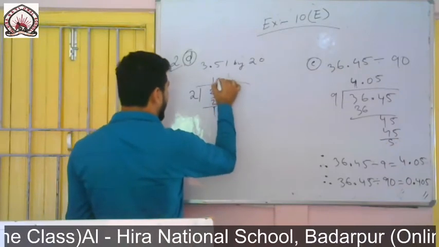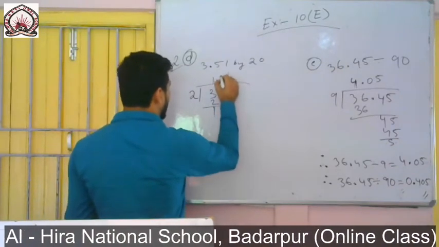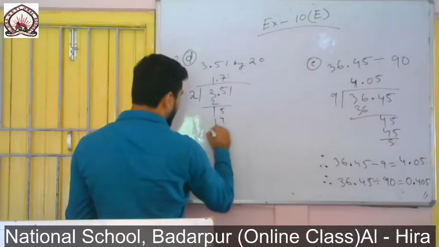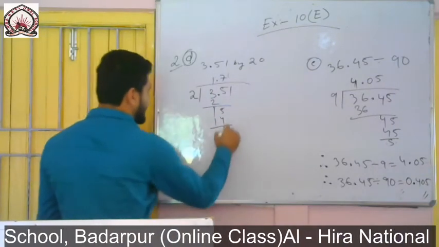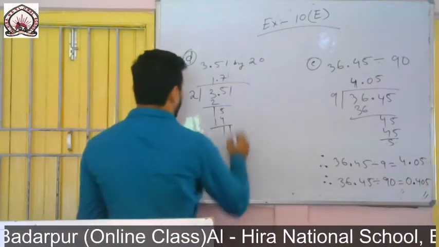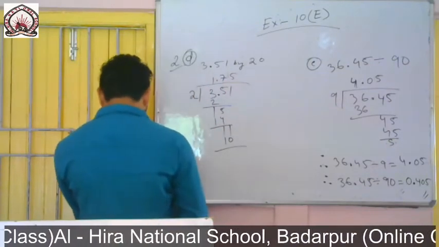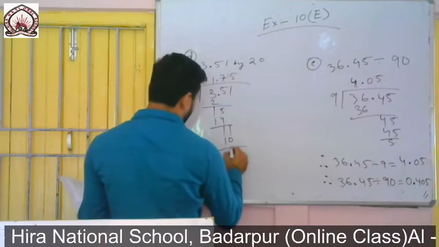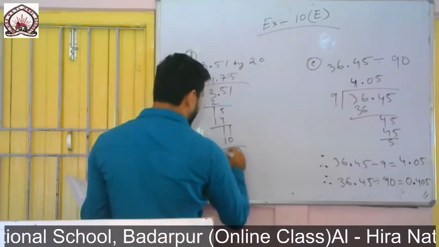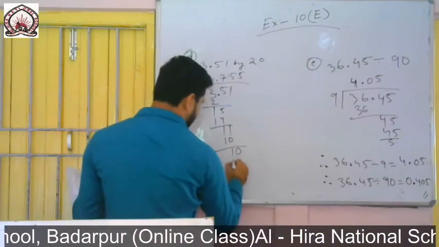After that we will put the point. Okay, so take 5, 2 7s are 14, so remain 1. Okay, then we will take 11, then 5 2s are 10. Okay, the point is there, so we'll put 1 zero, then 5 2s are 10.